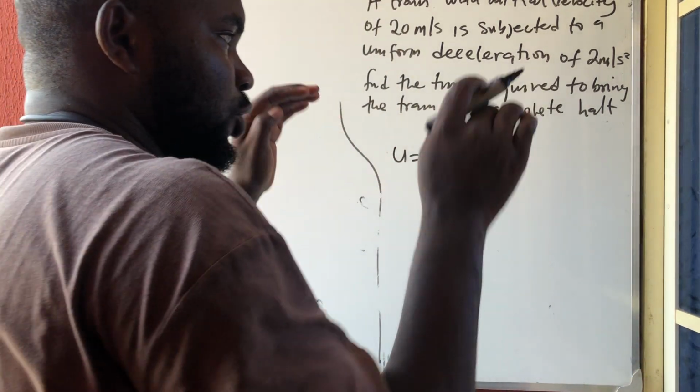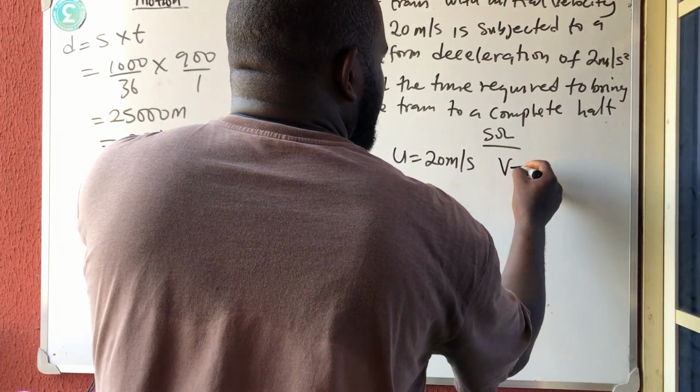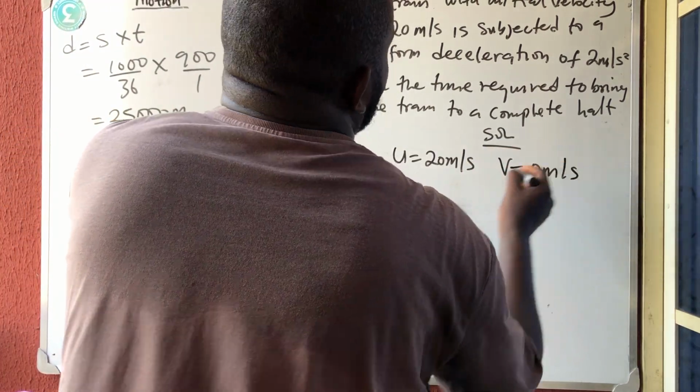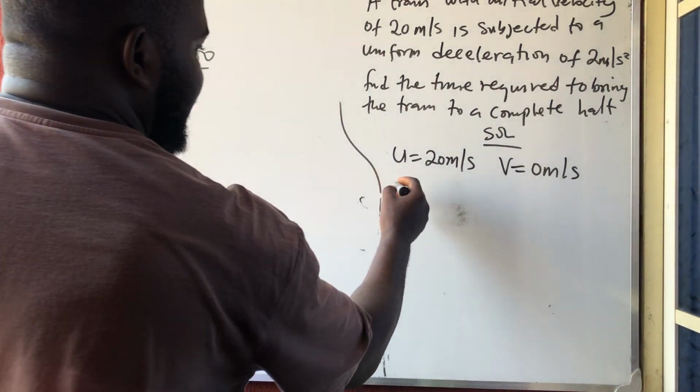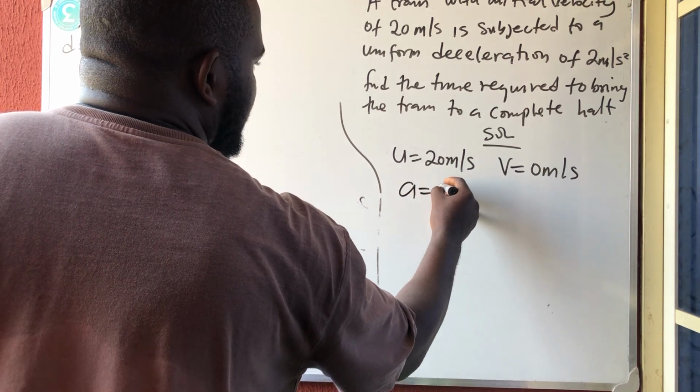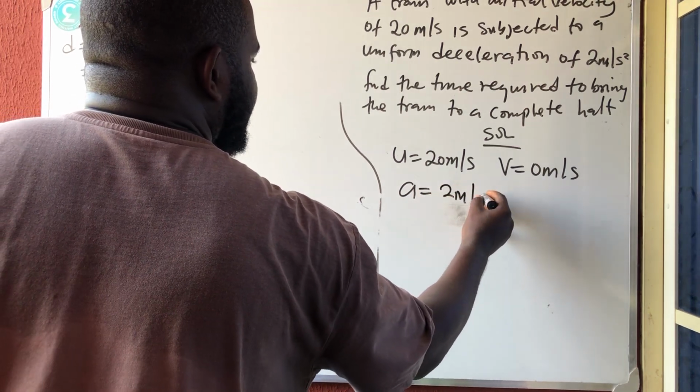It will get to a place, it will stop. So the final velocity of that thing should be 0. So the final velocity is now what? 0 meter per second. That is the final velocity. Okay? And they gave us what again? They gave us the retardation, which is acceleration, which is 2 meter per second square.